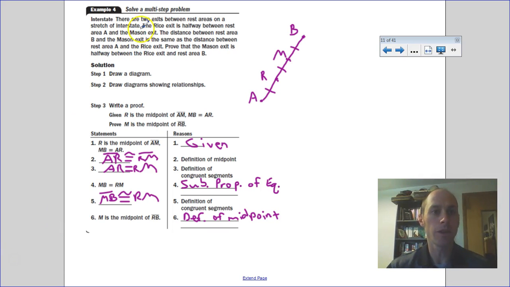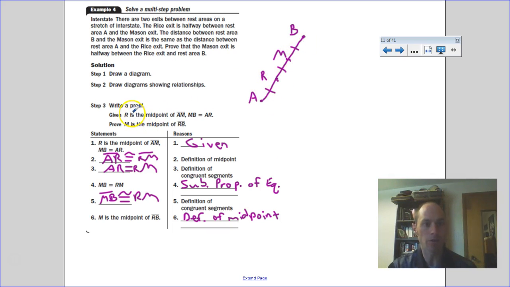Okay, so the first thing I did after reading the problem was I drew a diagram to represent rest area A, the Rice exit, the Mason exit, and rest area B. And then I showed the relationships that I knew. Well, I knew that the Rice exit was halfway between rest area A and the Mason exit. So I put a tick mark there to show that those segments were congruent. And then I also knew that the Mason exit is the same distance from B as A is from the Rice exit. So between B and Mason was the same as these. Since these already had a tick mark, this had to have one.